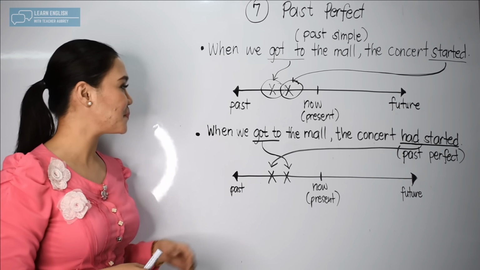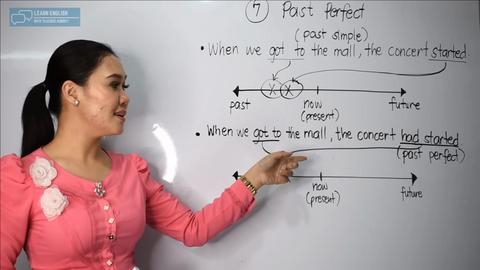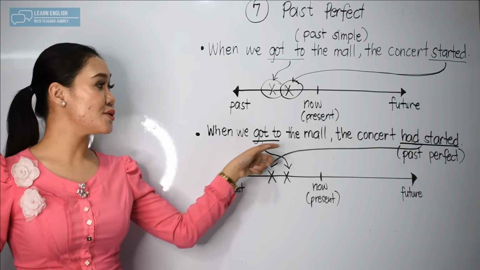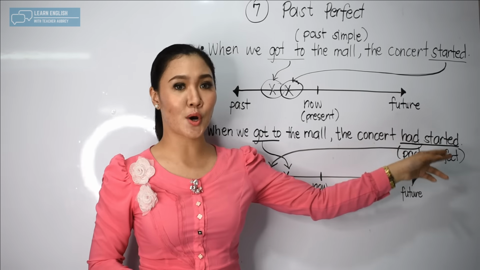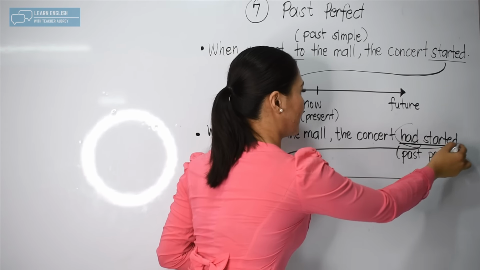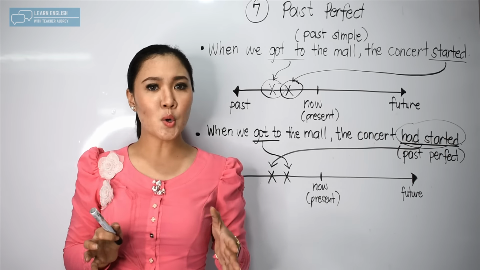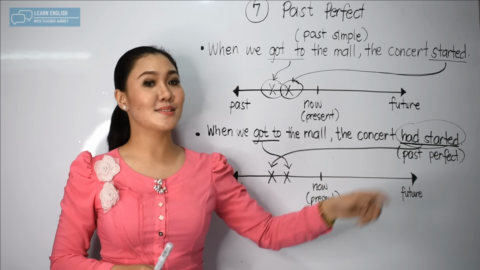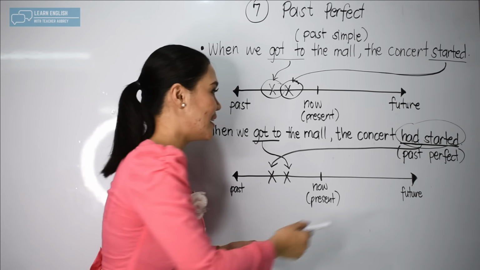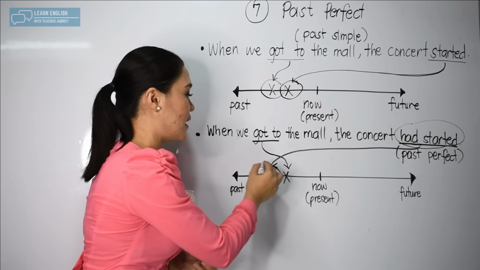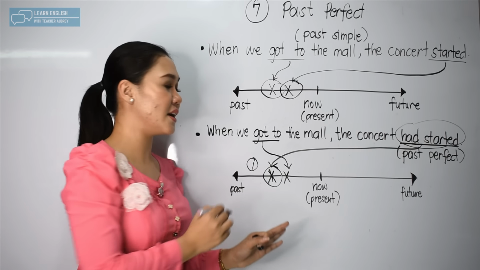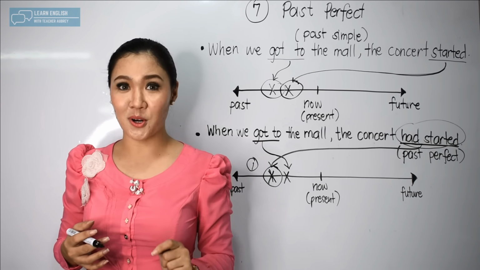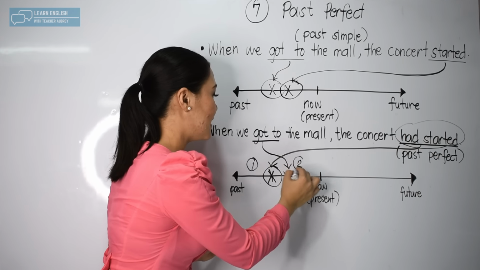Tingnan natin itong halimbawa. When we got to the mall, the concert had started. Itong had started ay past perfect. Sa pangungusap na ito, kung unawain natin, ang unang kilos na nangyari ay the concert had started. Nagsimula na yung konsyerto. Okay? Yan yung unang nangyari sa pangungusap. Ito siya. Siya yung unang nangyari, the first action. Okay? Nung nagsimula na yung konsyerto, saka lamang kami nakarating sa mall. At iyan yung pangalawang kilos na nangyari.